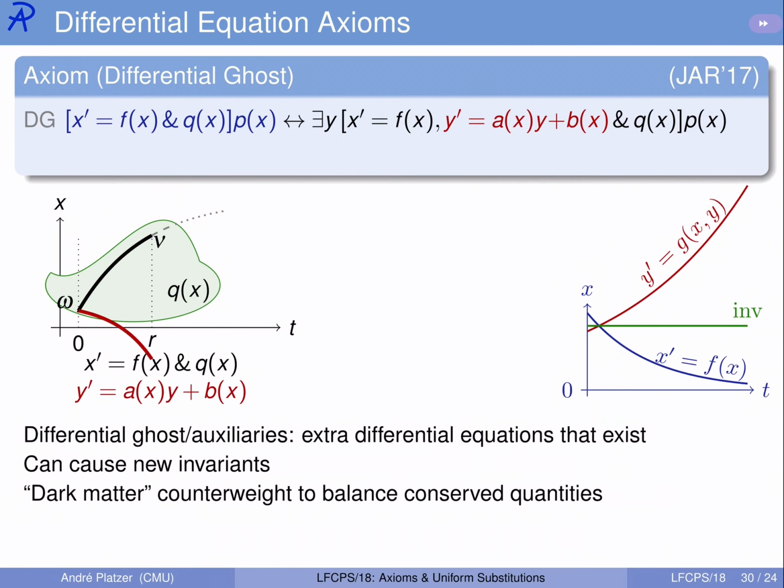Moving on to the differential ghost axiom. This is rendered in uniform substitution style as follows. Remember what it says. It says always after a differential equation x prime equals f of x is a postcondition p of x true if and only if there is a value for the variable y, which is a fresh variable y, such that in the joint differential equation system x prime equals f of x, as well as a newly made up differential equation that we made up arbitrarily, y prime equals a of x y plus b of x, is the postcondition true.